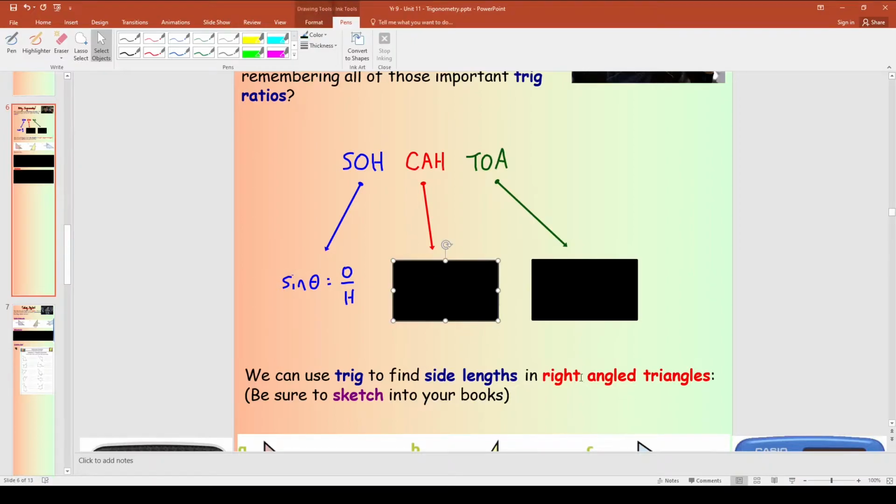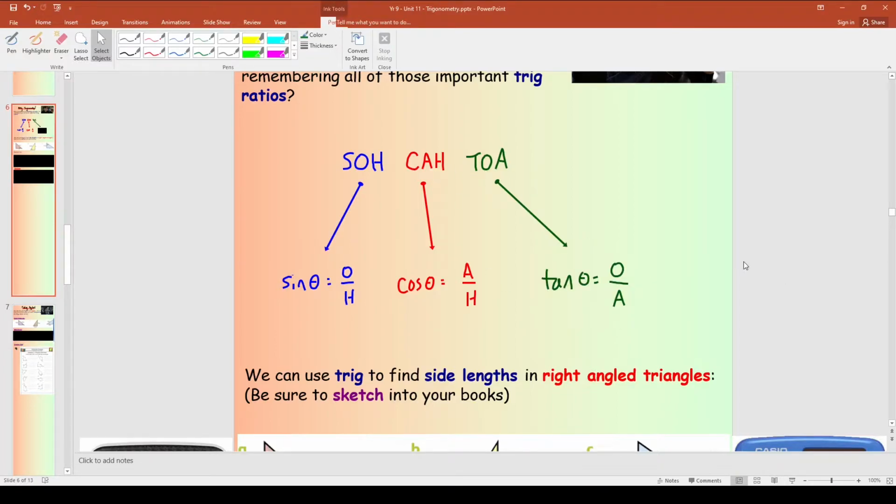So what does CAH stand for then? Same deal. It says the ratio first, so it says cos of theta, but this time it's A over H. What's the TOA one? Yeah, that's it, O over A. You got it. So sine of theta is O over H, cos of theta is A over H, and tan of theta is O over A. Now, do you have to memorize these formulas? Not really. If you memorize SOHCAHTOA, you're good to go.